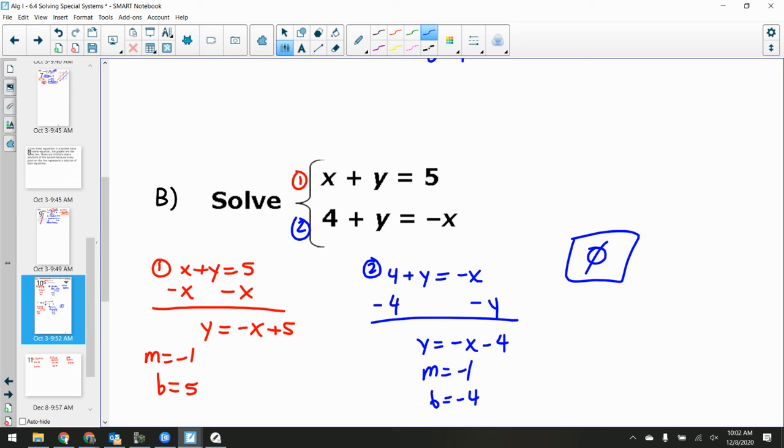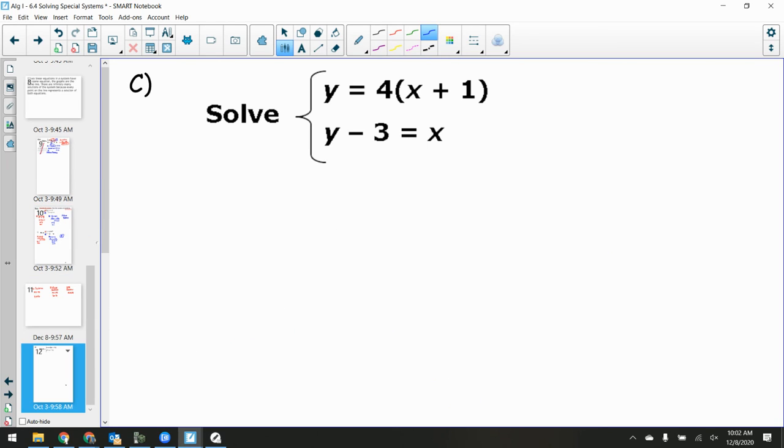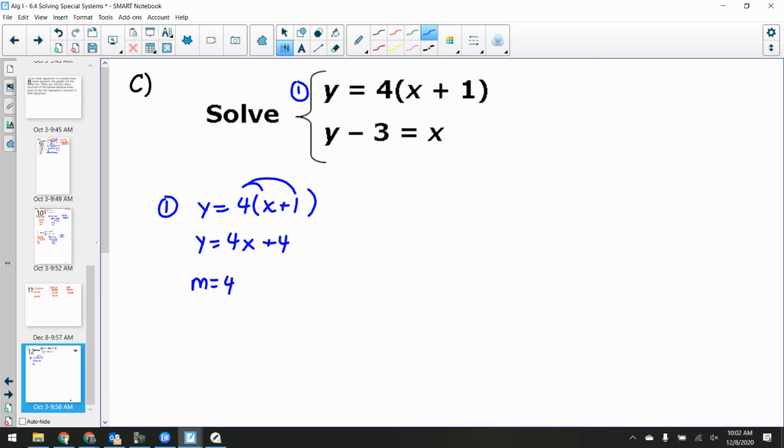Okay, let's take a look at the last problem. Let's take a look at equation 1. I distribute in the 4. So the slope is 4 and the y-intercept is 4.